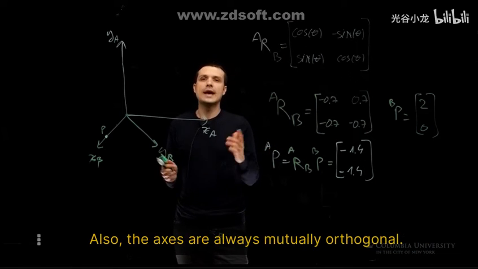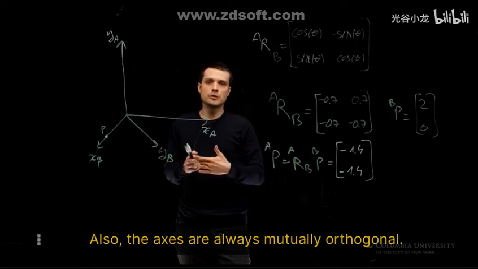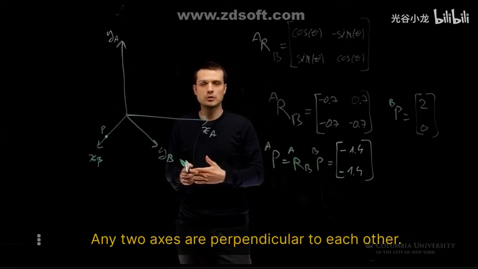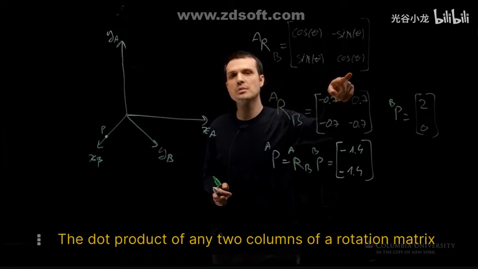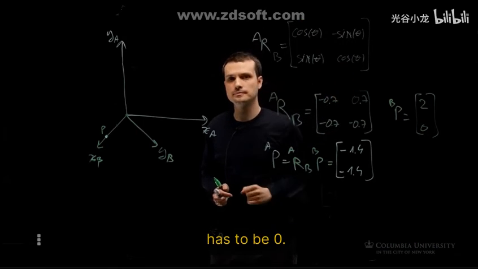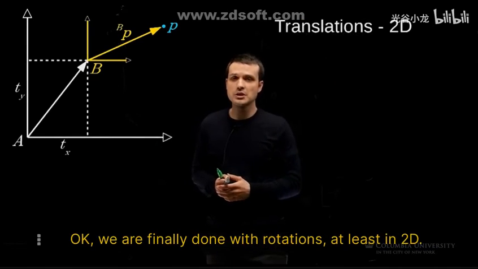Also, the axes are always mutually orthogonal. Any two axes are perpendicular to each other. The dot product of any two columns of a rotation matrix has to be 0. OK, we're finally done with rotations, at least in 2D.